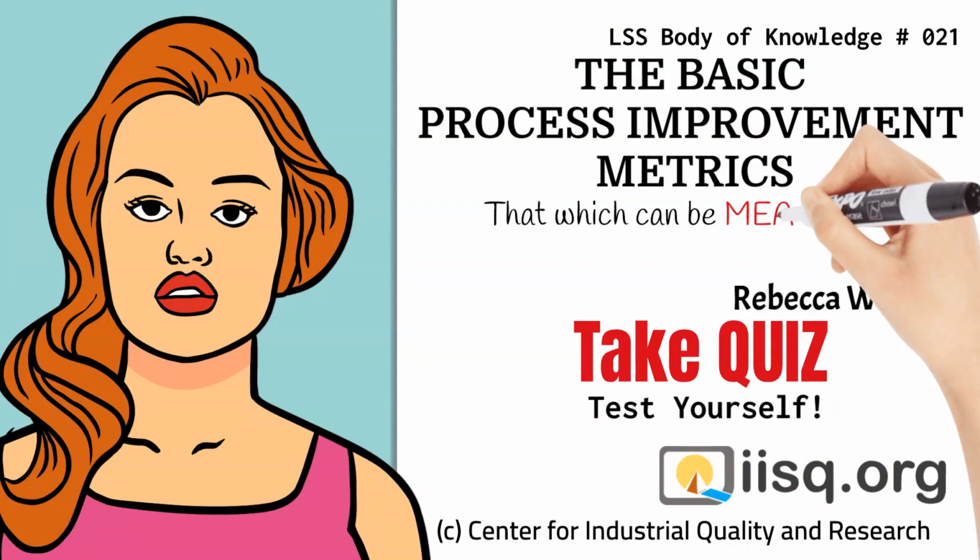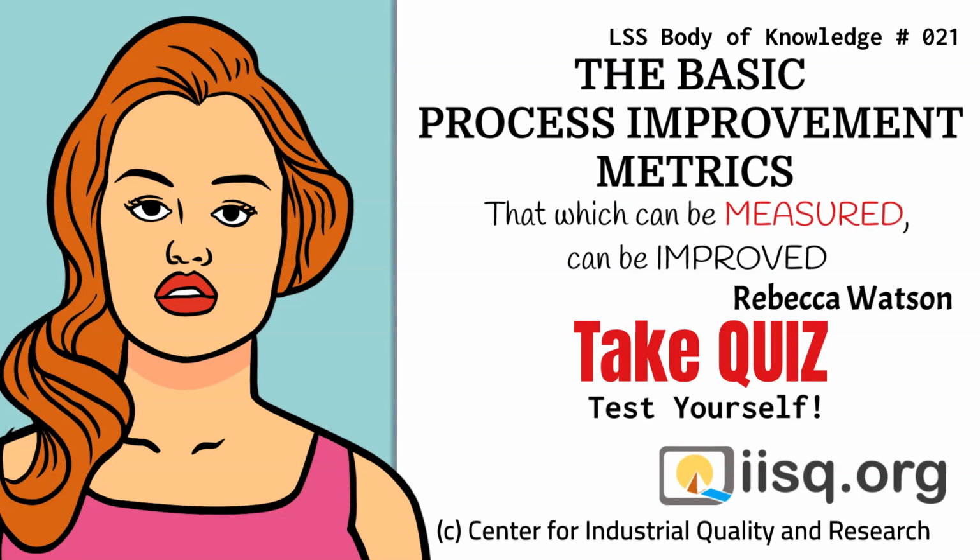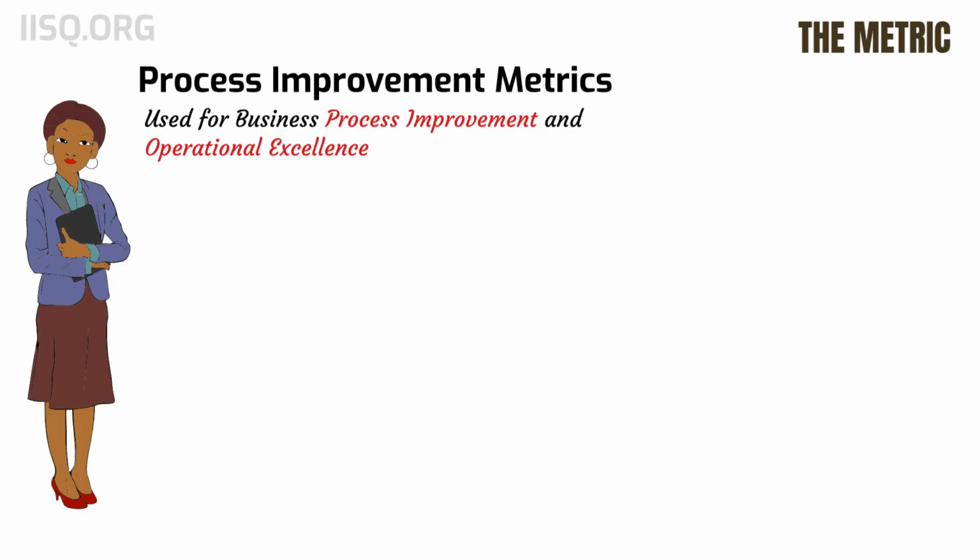The basic process improvement metric. That which can be measured, can be improved. The basic process improvement metrics are used for business process improvement and operational excellence. These can be of many categories.